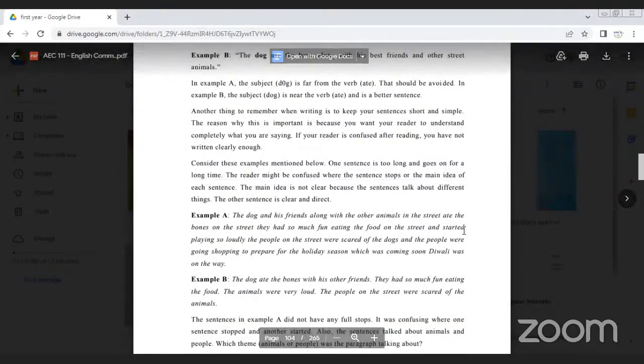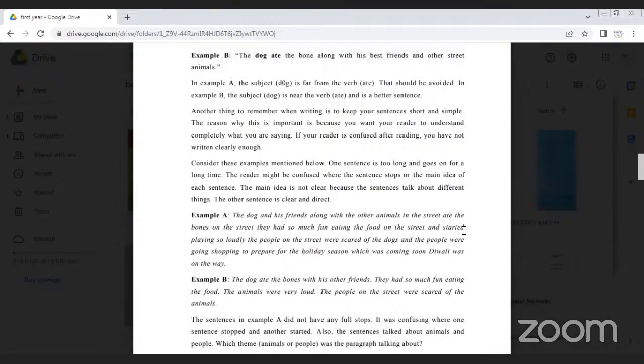Example number 1: The dog and his friends along with the other animals in the street ate the bones on the street. They had so much fun eating the food on the street and started playing so loudly. The people on the street were scared of the dogs and the people were going shopping to prepare for the holiday season which was coming soon. Diwali was on the way. This is a very long sentence, students. Our sentences should be short and clear.